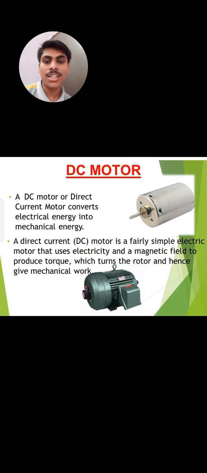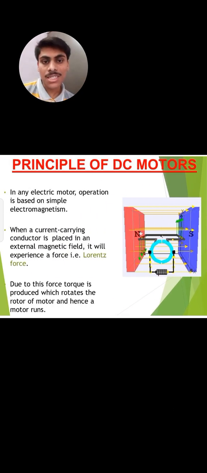First of all, introduction to DC motor. A DC motor is nothing but a direct current motor. A DC motor converts electrical energy into mechanical energy. A direct current DC motor is a simple electrical motor that uses electricity and a magnetic field to produce the torque which turns a rotor and hence gives the mechanical work.